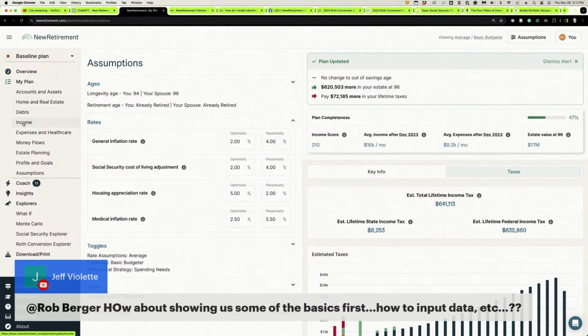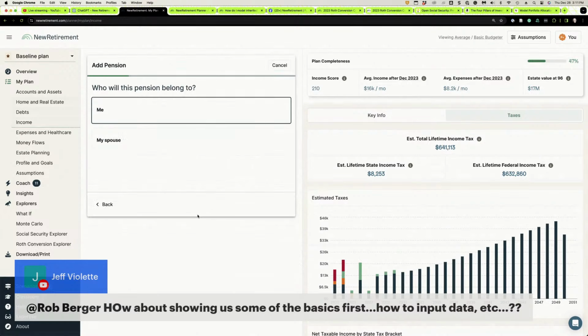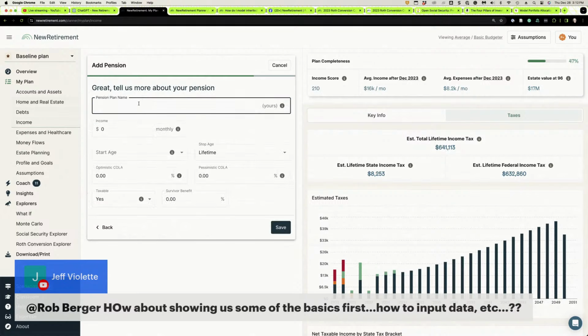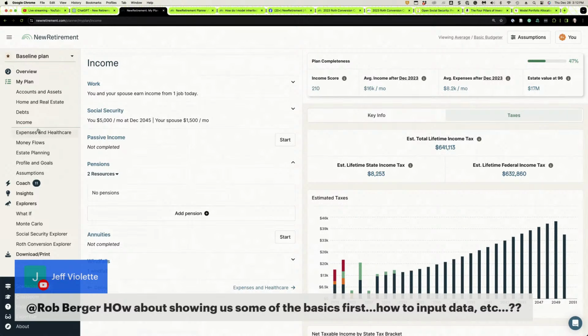Anyway, where were we? You can obviously enter pensions, annuities, and windfalls. It's all fairly straightforward. Pension, is it lump sum or monthly? Are you currently receiving it or not? If you're not, it's going to ask you, you give it a name, the amount, when you're going to start receiving it. COLAs. I would do COLAs for this. Well, depends on the terms of your pension, but if they're using some general rate of inflation as their COLA, I'd probably do the same thing here. You can even do a survivor benefit if there is one. Is it taxable or not? Fed only? No, yes. So I think fairly straightforward.